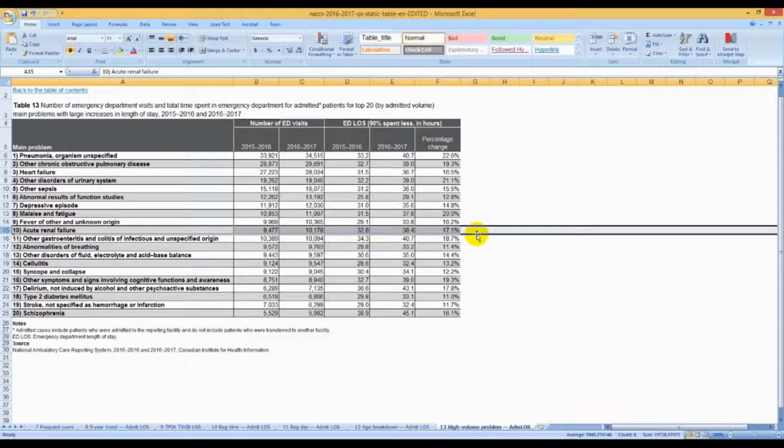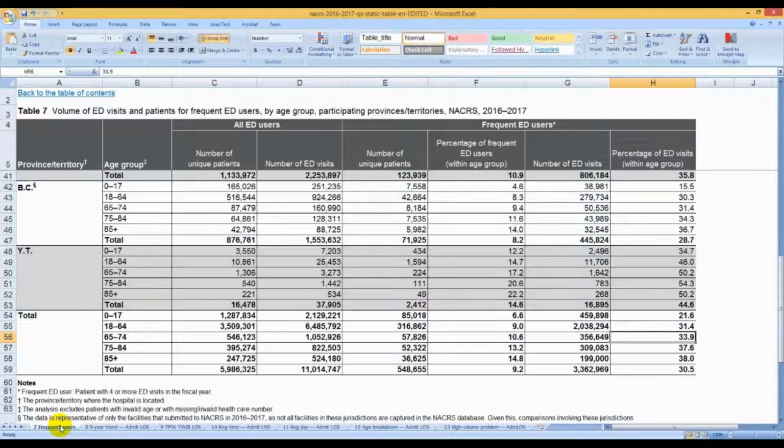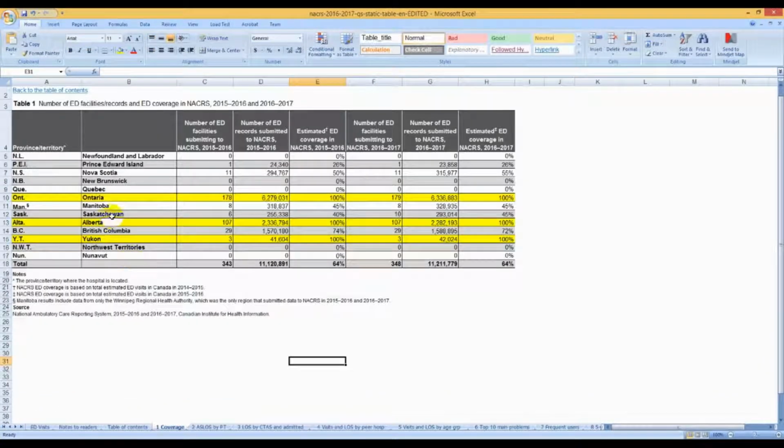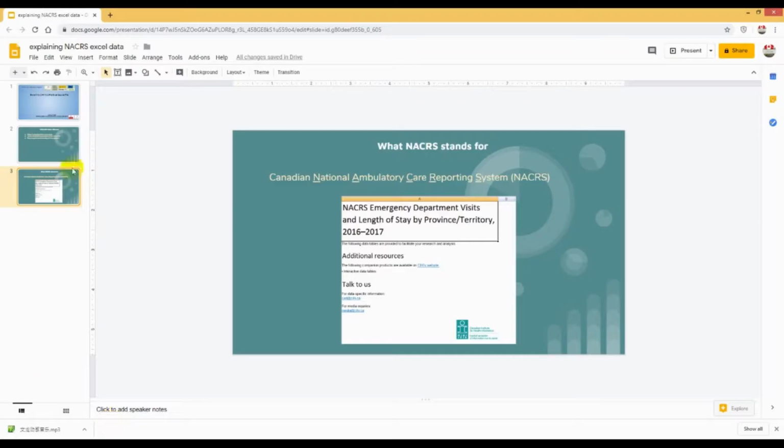So recall what we have known. Across all these 13 tabs, we know pretty much all the participating provinces and territories. If we go to the first one, it is the summarized view, or bird's-eye view, of what happens. So now go back to the beginning.